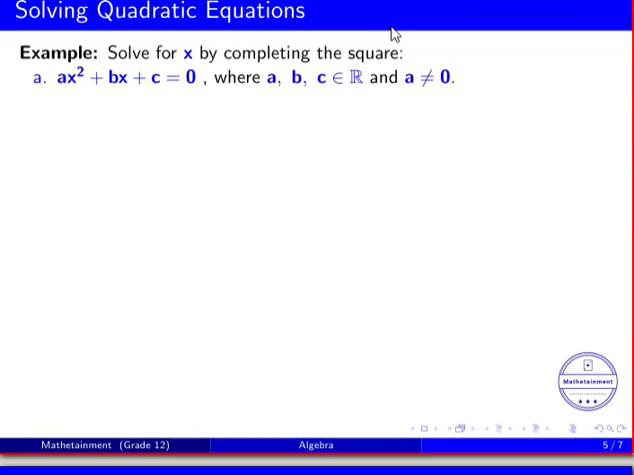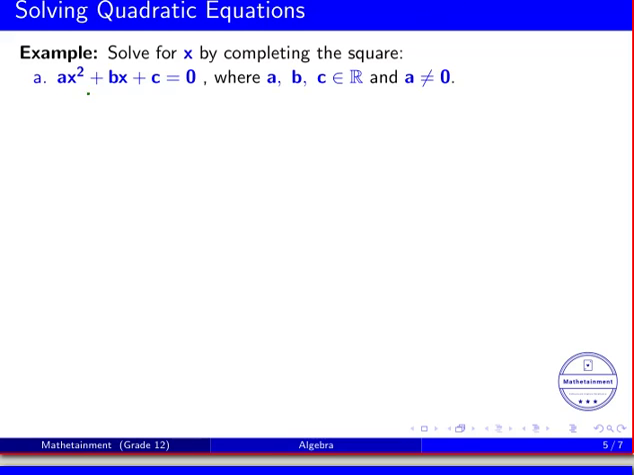Now, what if things get more general? Solve for x by completing the square, and what we are given there is ax squared plus bx plus c equal to 0, where a, b, c are all real numbers and a is different from 0. Well, we are going to follow the steps precisely and see what we are going to come up with.